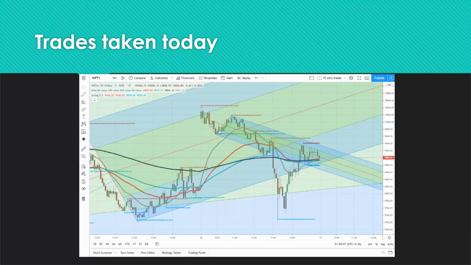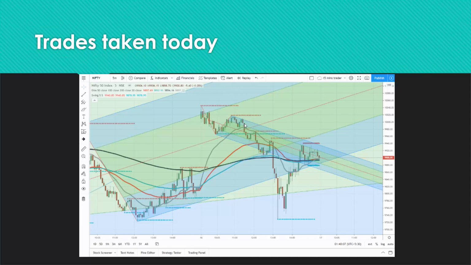Then you can see this consolidated move happening. When it comes down and tries to make a double top at this resistance level, we drew a pitchfork to find a channel between which the stock probably moves. If the stock moves above 10,020, we will go long on 10,100 calls. It failed to move here, so again we sold.